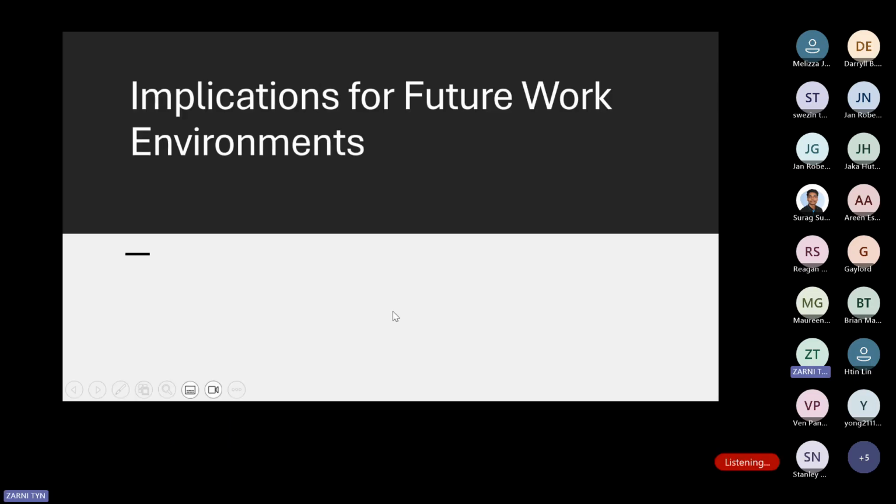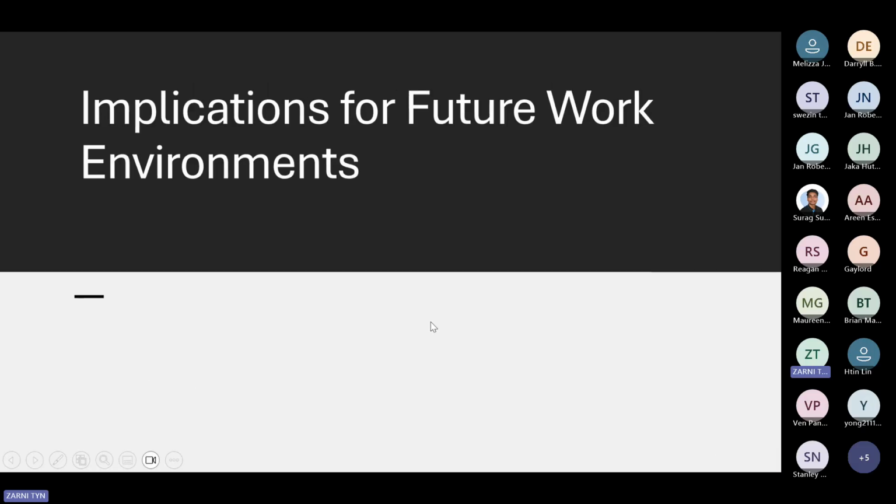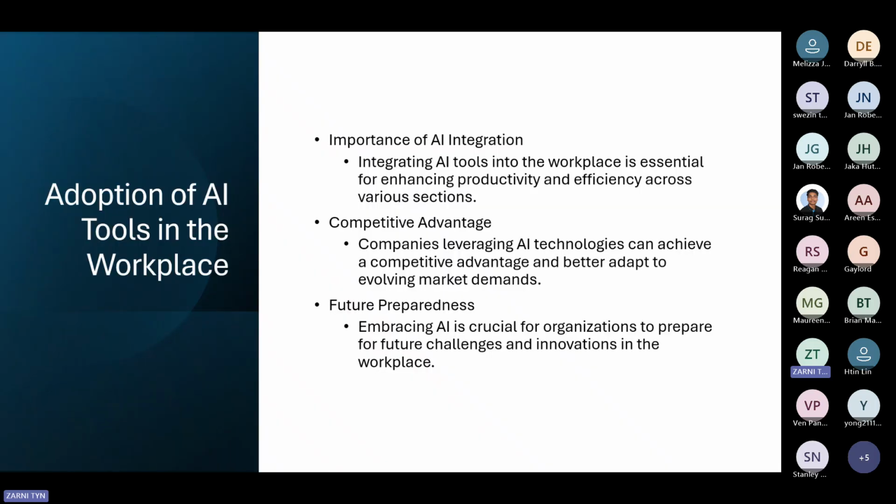this is my final agenda. This agenda is the implication for the future work environment, and you can see this drawing of the AI tool. The important thing is AI integration. Integrating AI tools into the workflow is essential for enhancing productivity. This is adopting AI tools in the workplace. And there are three things. First is the importance of AI integration. Second is the comprehensive advantage, and third is future preparation. This is very important.